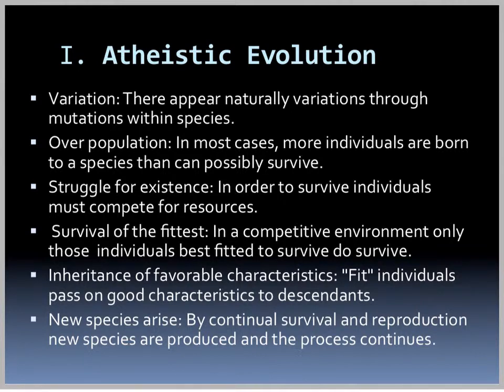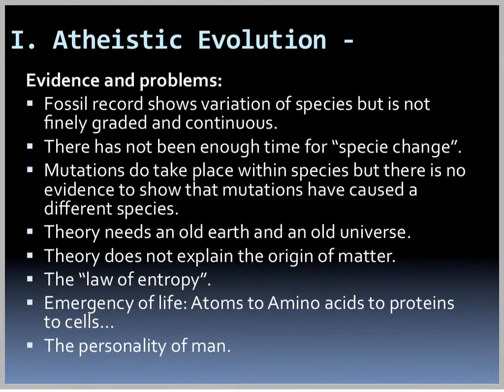There's an inheritance of favorable characteristics. Fit individuals pass on good characteristics to their descendants, and new species arise. By continual survival and reproduction, new species are produced and the process continues. Some of the evidence and problems of atheistic evolution.